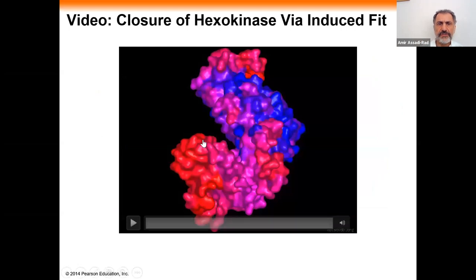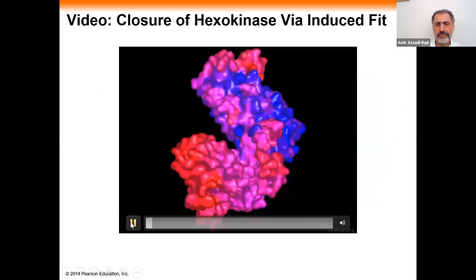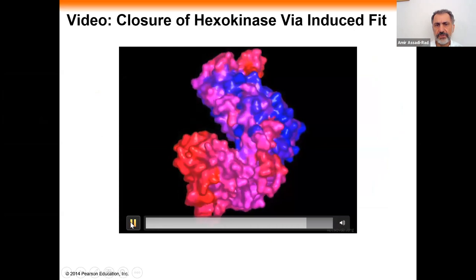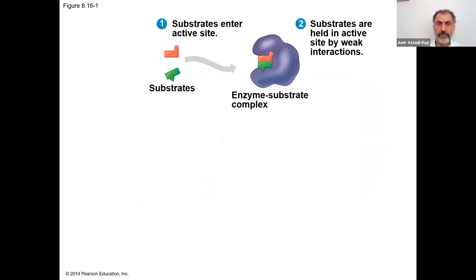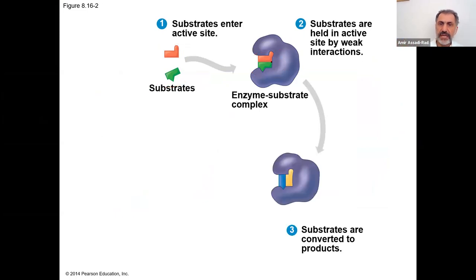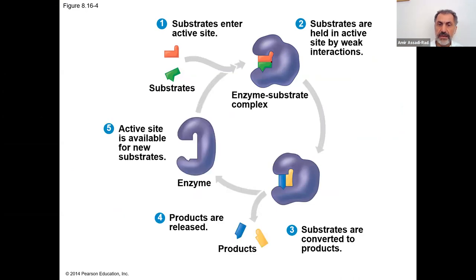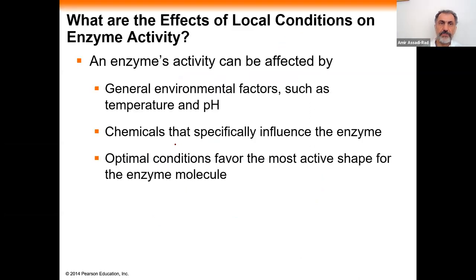So the video is showing you an enzyme. Okay, great. It's not right here. So these two are substrates. Right here is the active site. These two substrates come to the active site, and then a chemical reaction occurs, and at the end, you have the product right here, and at the end, the enzyme goes back to its normal shape.